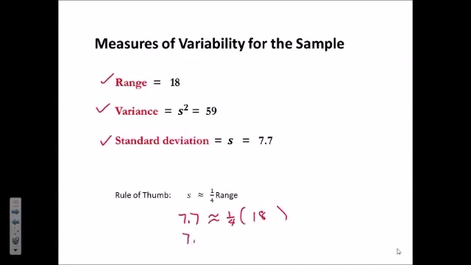Well, it's only a rule of thumb, which means it doesn't come out exactly all the time. A quarter of 18 is 4.5. So they're not too close in this case, but normally that comes out to be a reasonable check.